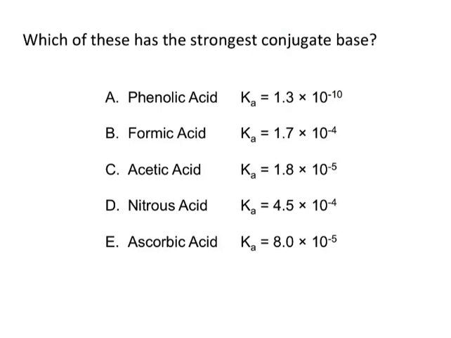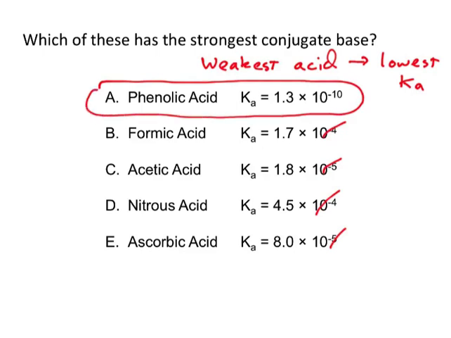Okay, a couple example problems and then we're done. So which one of these has the strongest conjugate base? Well, what does that mean? Strongest conjugate base means weakest acid, because they're inversely related in that way. And the weakest acid has the lowest Ka. So then we just need to look down this list and find the one with the lowest Ka. Let's see here, -5, -4, -5, -4. Hey, here it is. This one has the lowest Ka, and thus it's the weakest acid, which means it'll have the strongest conjugate base. So that's how you would do that kind of problem.